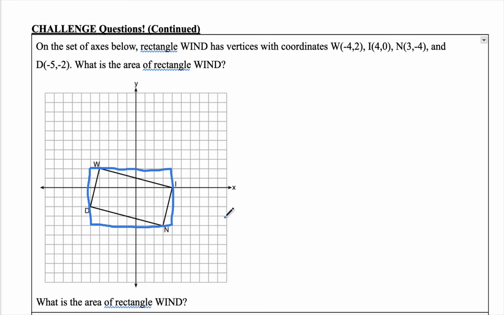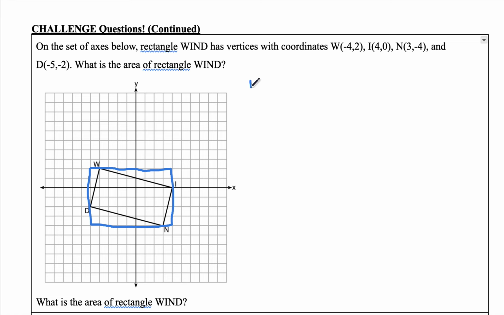Why do I do this? Because now it's going to be easy to actually count the boxes to find the area. And what am I going to do? I'm going to find the area of the blue box, and then I'm going to subtract the area of the little red triangles afterwards.